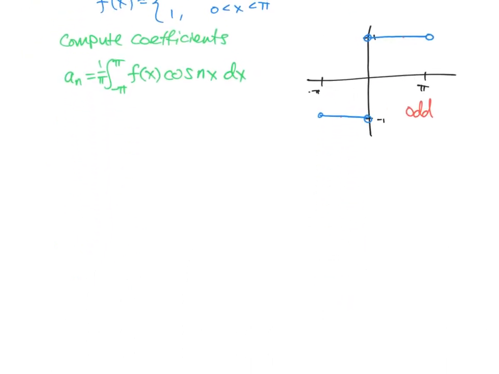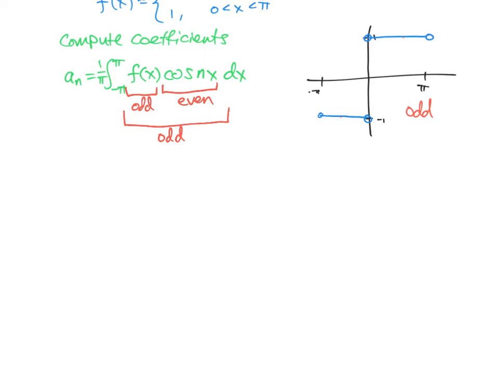Now, an observation here is that this is an even function, and this is an odd function. And so the combination of them, the product of them, is also an odd function.